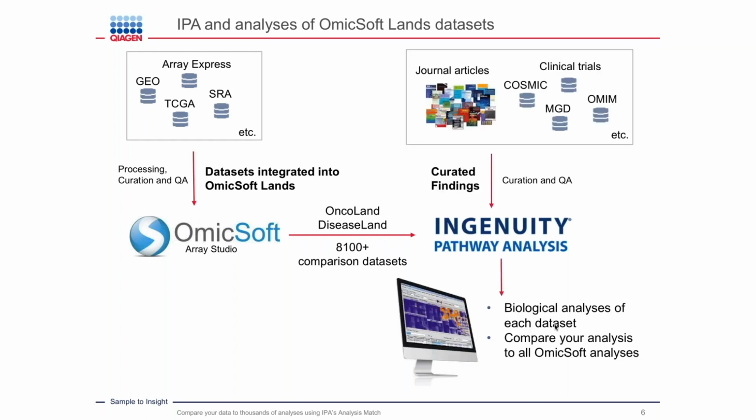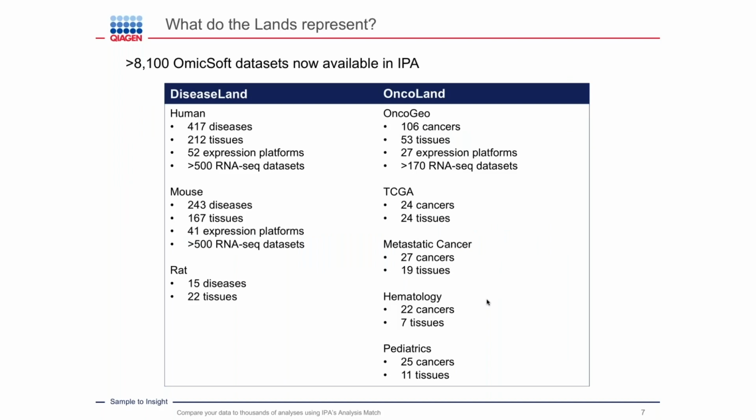So the analysis match feature allows you to leverage OmicSoft's strength of curation of data together with the knowledge base in IPA and the analytical tools that it uses to confirm ideas, or you can gain some unexpected insights. Now we have 2 OmicSoft Land analyses available for this feature.